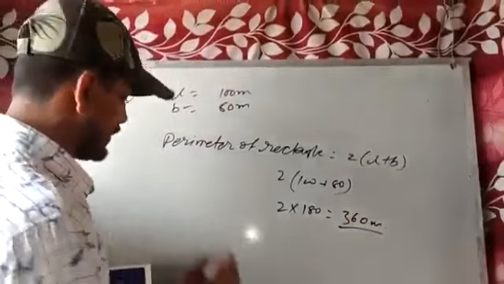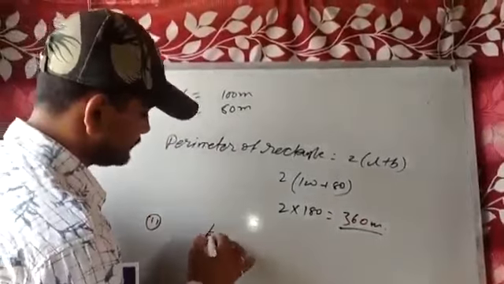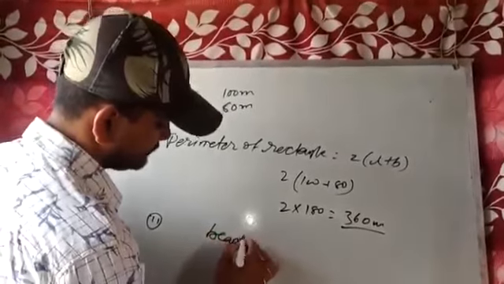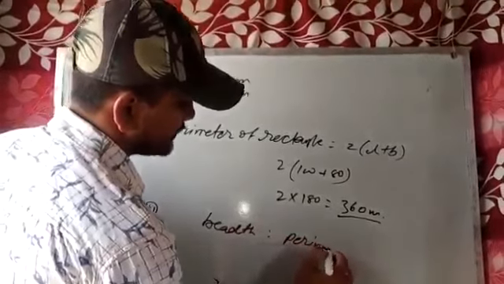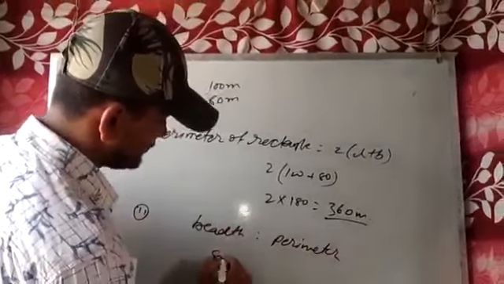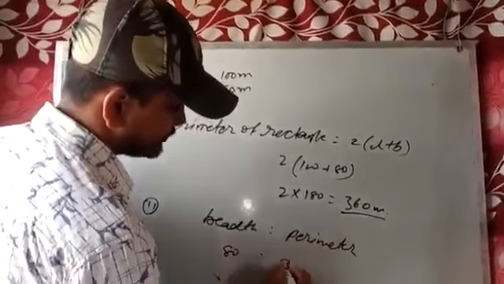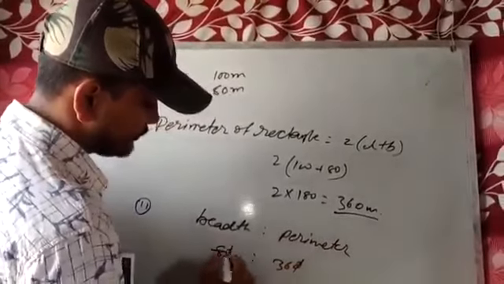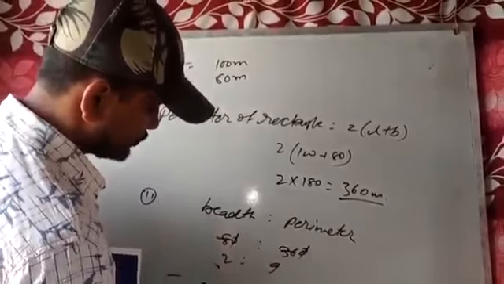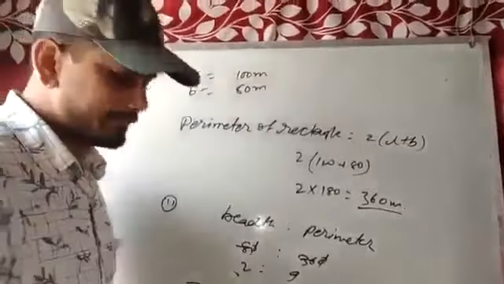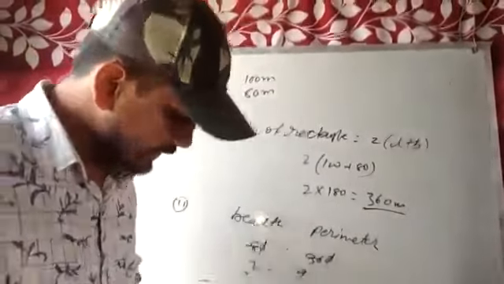So this is the perimeter, and now we have to find the ratio of breadth is to perimeter. So breadth is 80 meter and perimeter is 360. We can cut 0 to 0. 4 2s are 8, 4 9s are 36. So the ratio is 2:9. Okay. I hope this one is clear.